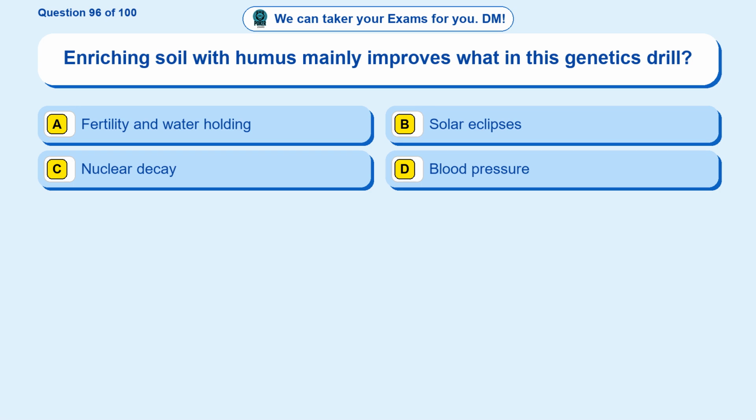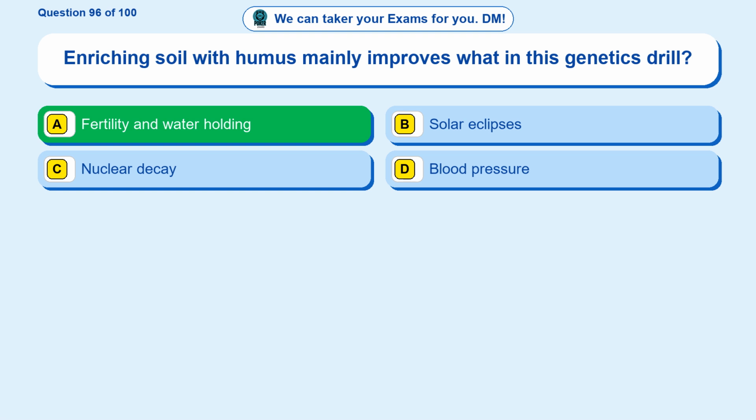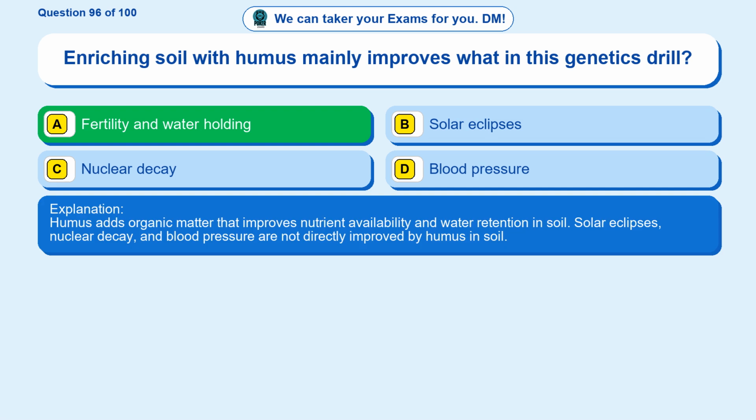Question 96. Enriching soil with humus mainly improves what in this genetics drill? Option A, fertility and water holding. Option B, solar eclipses. Option C, nuclear decay. Option D, blood pressure. The correct answer is option A. Fertility and water holding. Humus adds organic matter that improves nutrient availability and water retention in soil. Solar eclipses, nuclear decay, and blood pressure are not directly improved by humus in soil.